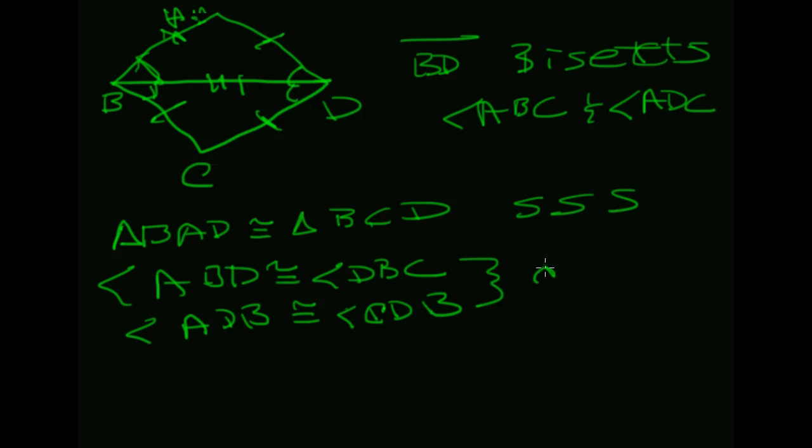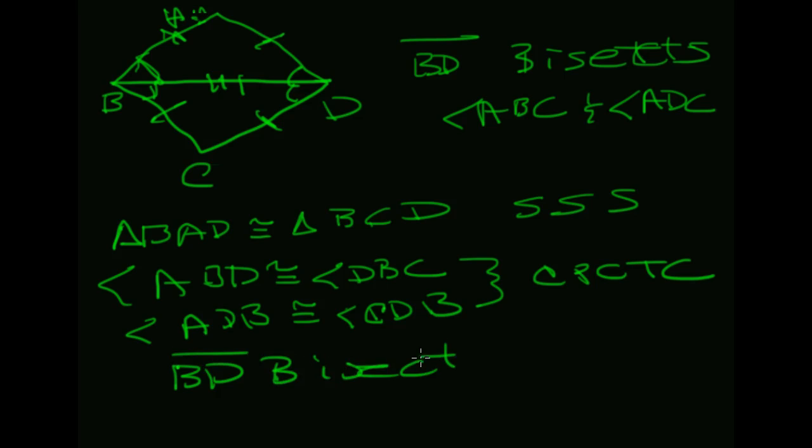This is all by CPCTC, which means that, well, if I'm going straight through and I'm breaking it into two equal parts, I think that means that this segment BD actually bisects these two angles, ABC and angle ADC. Well, there you have it.